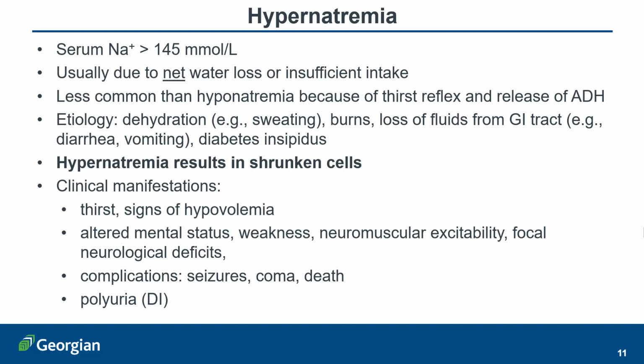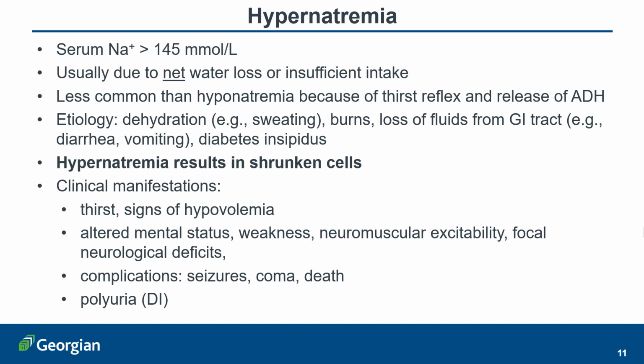In addition, the role of ADH. When there is an increase in plasma osmolarity, increased amounts of ADH are released, resulting in increased water reabsorption in the collecting tubules in the nephron, and that should protect against hypernatremia. And that's why hypernatremia is far less common compared to hyponatremia. So what are the etiologies of hypernatremia?